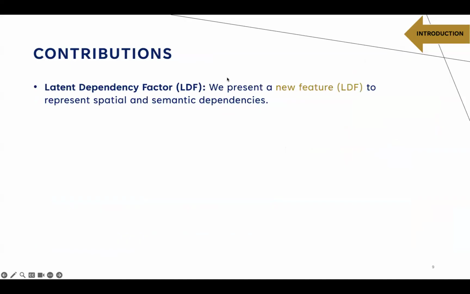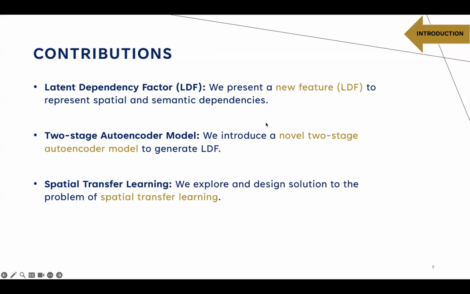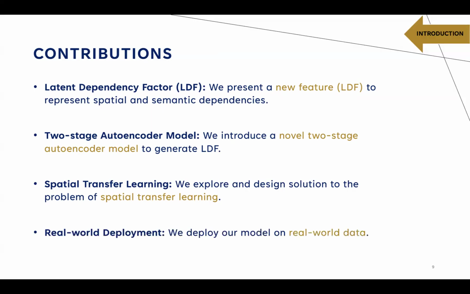The contributions of this paper are that we present a new feature, LDF, which stands for latent dependency factor, which represents spatial and semantic dependencies. We also introduce a novel two-stage autoencoder model to generate the LDF. We explore and design a solution to the problem of spatial transfer learning, and we deploy our model on real-world data.